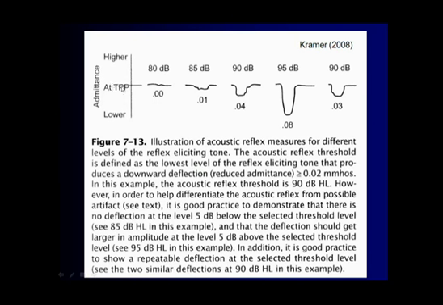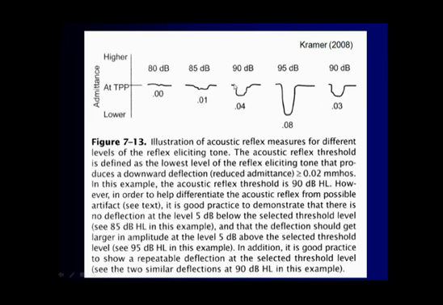So we're going to look at the change in admittance as we present the reflex eliciting tone. When we present the reflex eliciting tone at 80 dB HL, there's no change over time in admittance. Okay, when we present the tone at 85 dB HL, we see that admittance changes a little bit. But does it meet our criteria? Our criteria is 0.02 milliliters, and it didn't reach the criteria.